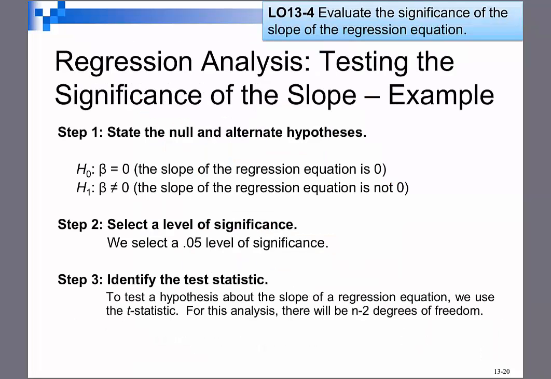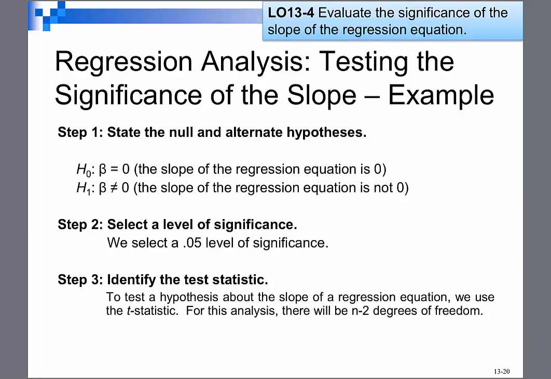So in testing the significance of the slope, for step one, stating the null and alternate hypothesis is very important. In this case, we're looking at a null of beta equaling 0 and the alternate hypothesis of beta not equaling 0. And let me just say here from the very beginning that if you're studying this in the book, you're going to notice that they've actually put something different.